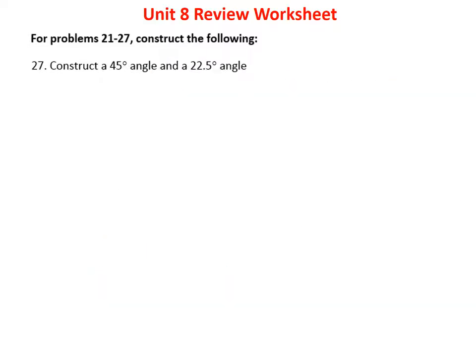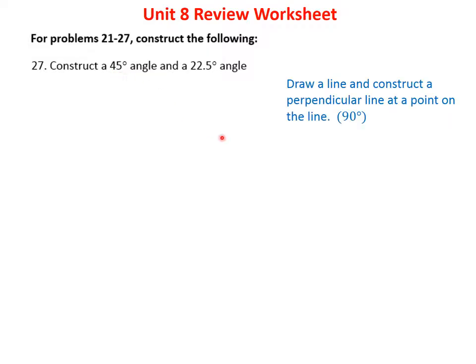Problem 27 is interesting because they want us to construct a 45-degree angle and a 22.5-degree angle. The key to this problem is to realize that 22.5 is half of 45, and then to realize that 45 is half of 90. So our pattern here is first we're going to draw a 90-degree angle, which is our perpendicular, and then we're going to bisect it twice.